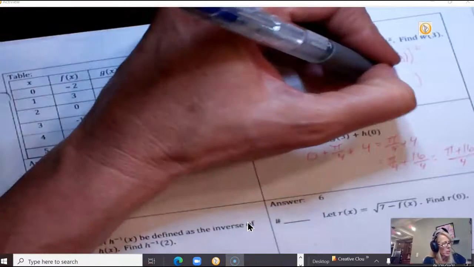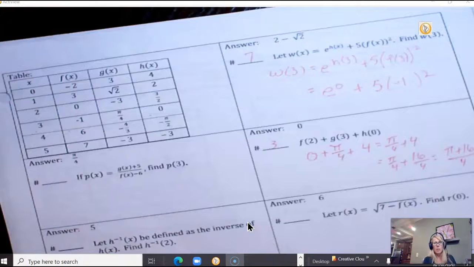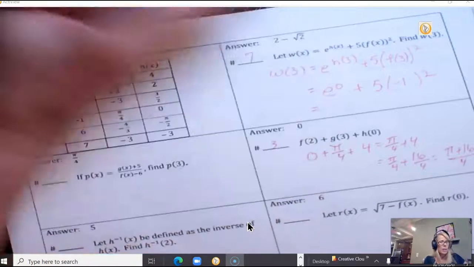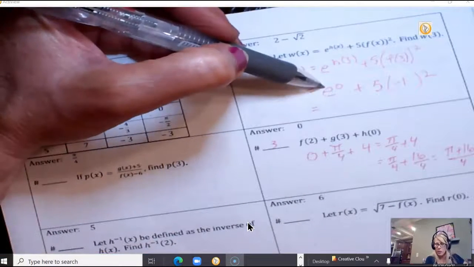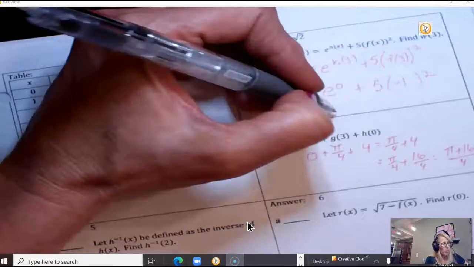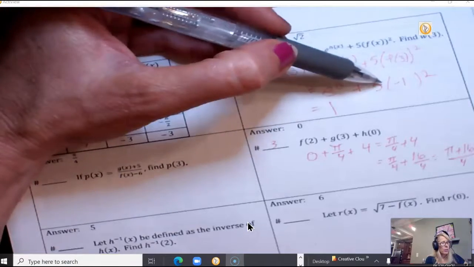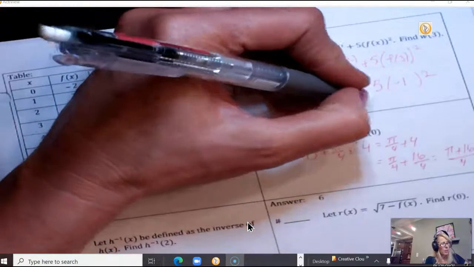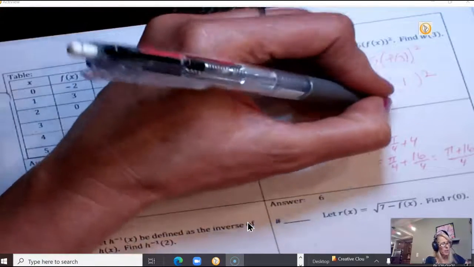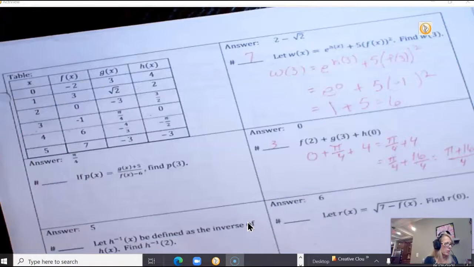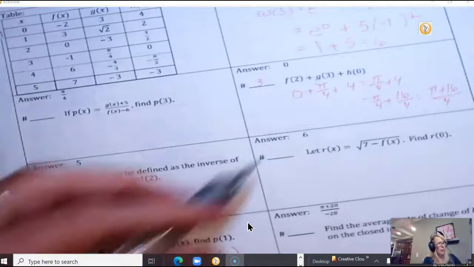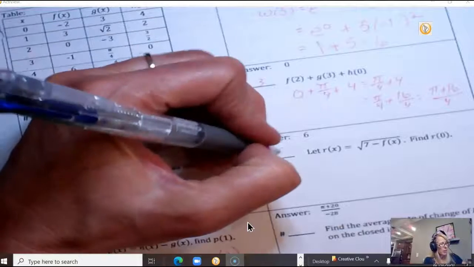Negative 1 squared. Okay. So, now remember anything, I don't care what it is, to the 0 power will be 1. So e to the 0 is 1. Negative 1 squared is 1 times 5 is 5. So we end up with a 6. And I'm going to go looking for 6. Oh, I didn't have to look very far, did I? Right there. Boy, I hope I'm right on that one. Number 8.